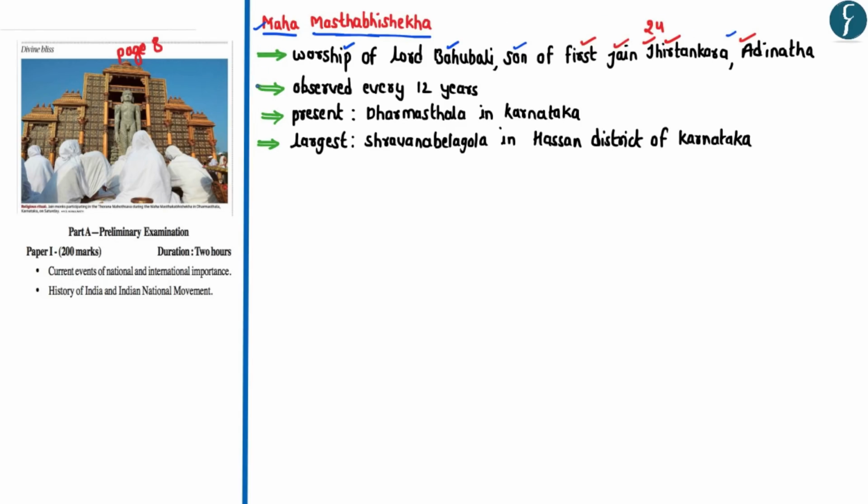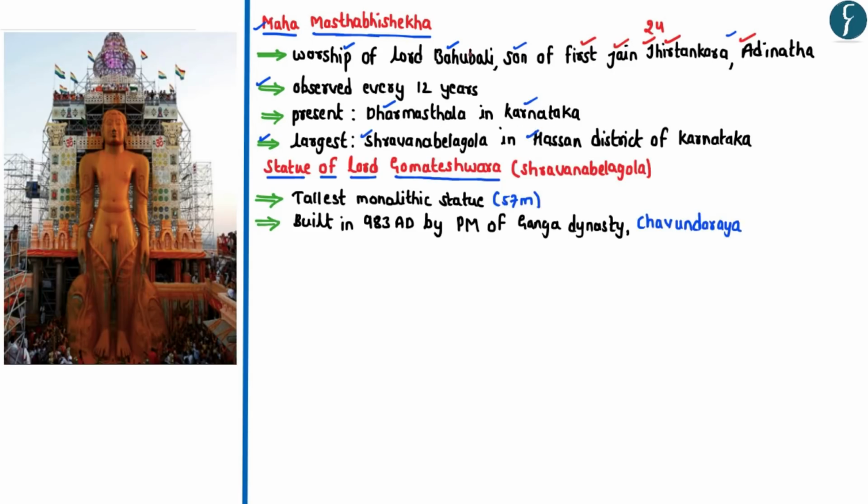This Mahamastabhisheka is observed every 12 years, and the present Mahamastabhisheka is observed in Dharmasthala in Karnataka. However, the largest Mahamastabhisheka is held at a place known as Shravanabelagola in the Hassan district of Karnataka. Now, the statue of Lord Bahubali, also referred to as Lord Gomateshwara in Shravanabelagola, is considered to be an architectural marvel of ancient Karnataka. This particular statue stands at a height of 57 meters and it is carved out of a single rock. Because of this, this statue is considered to be one of the world's tallest monolithic statues.